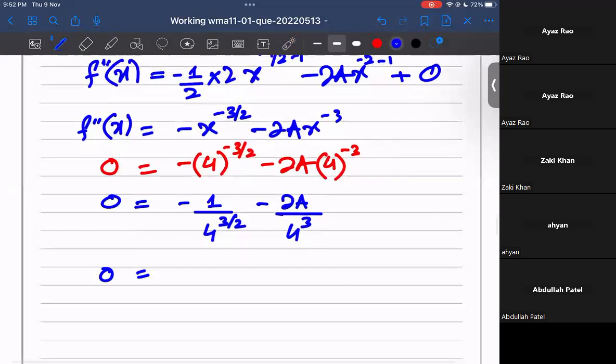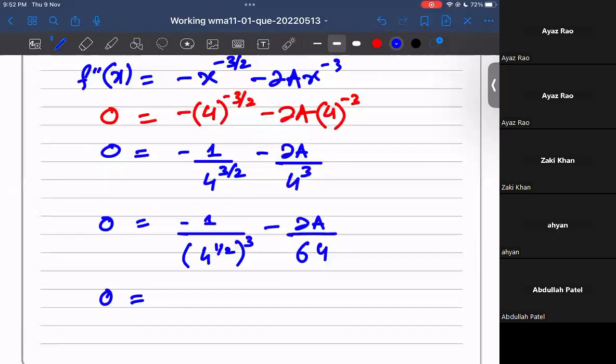So 4 power 3/2. I have just broken the power: 3/2 breaks into 1/2 and 3. 4 power 3 over here is 64. Now the square root of 4 is 2, and 2 power 3 is 8. And 2 1s are 2, 2 16s are 32, 2 32s are 64. So I got a complete simplification here, a/32.